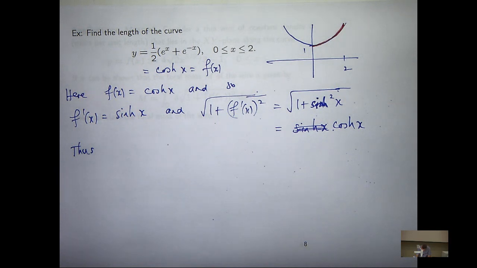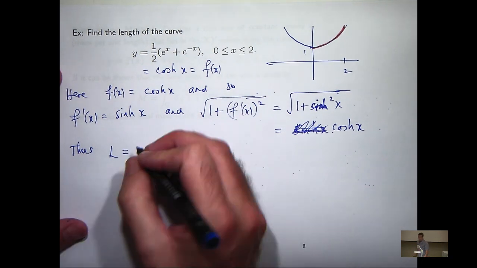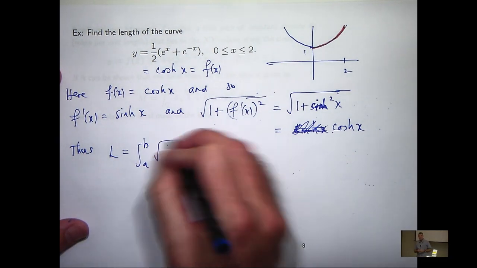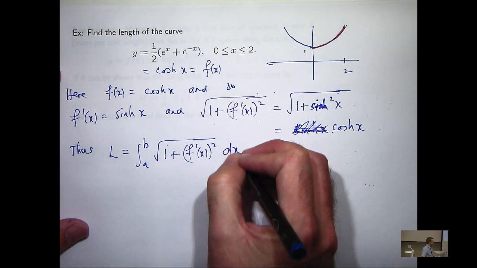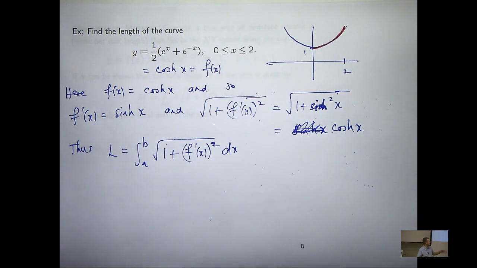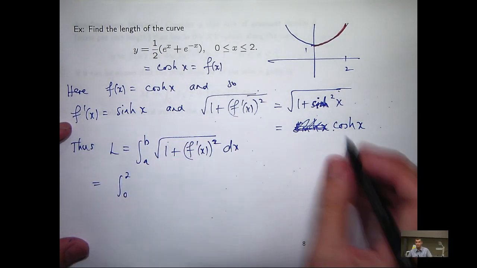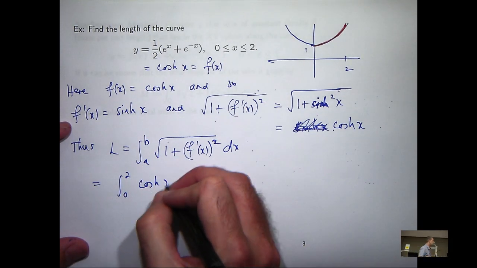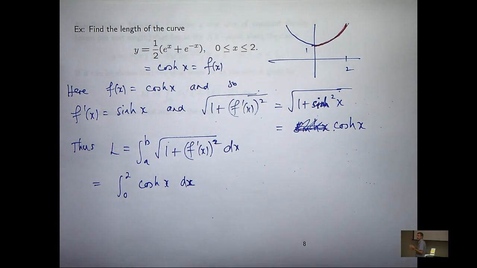Now, let's apply the arc length formula here. A equals 0, B equals 2. So essentially I'm just integrating cosh of x. So integrate cosh of x, I get sinh.